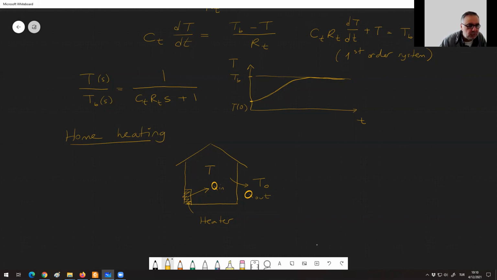The house has a certain thermal capacity, obviously. The heat lost Q out is T minus T naught over RT. RT is the thermal resistance of the house. If it's well insulated, this RT will be large so that there will be less heat loss, okay? So it depends whether the thermal resistance is high. If you have a good insulation, RT will be a high number. But we don't really deal with this, how you find this RT and so on.